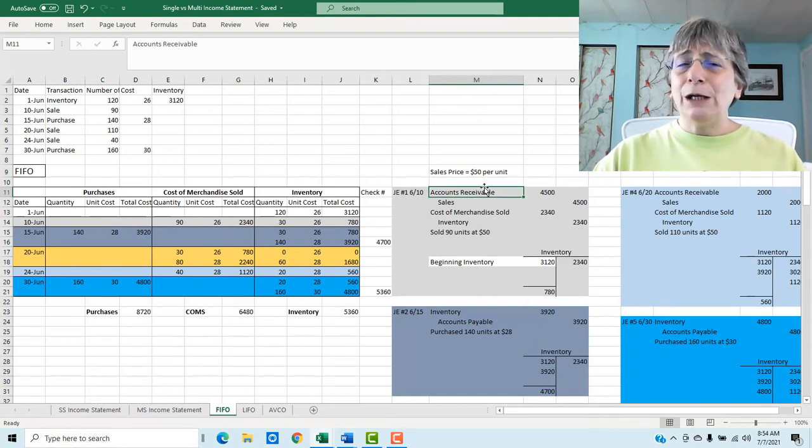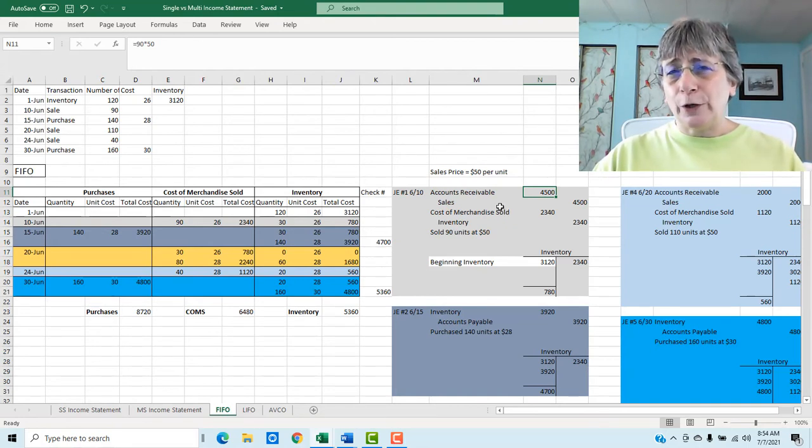So we sold how many units? We sold 90 units. 90 units times $50 per unit is $4,500. That's what we are charging to the customer. That's what our invoice says.